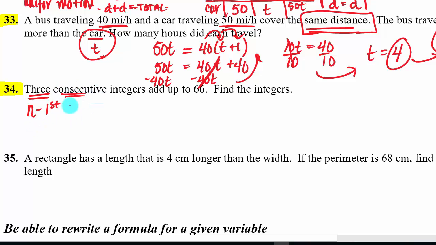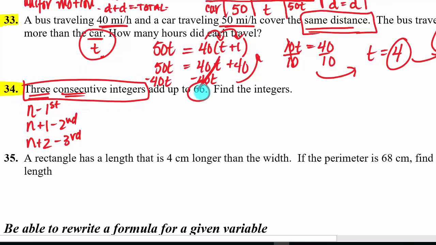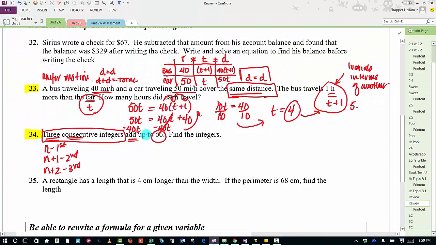And since they're consecutive, they go in order. So the benefit of being able to do these, and I haven't even read the whole question yet, is that I can say n plus 1 is my second integer, and n plus 2 is my third integer. Right? Because they're going to go in order. So I've got n plus 1, n plus 2. There's my 3 consecutive integers, so I just addressed this. They're going to add up or sum up to 66.